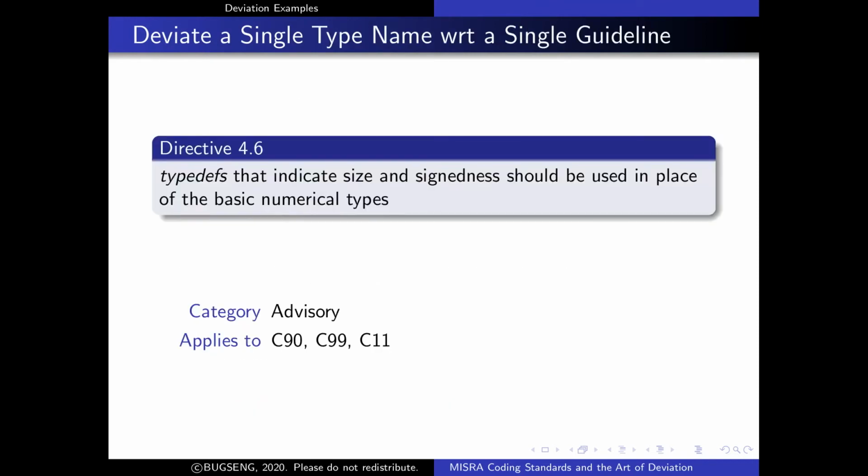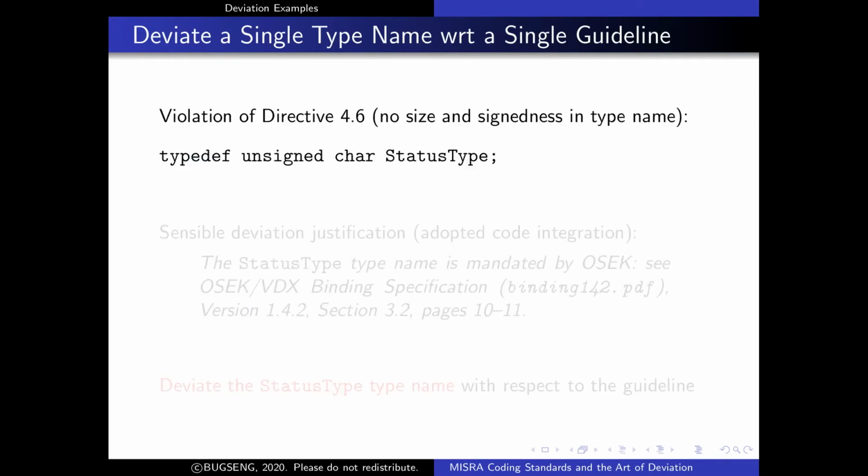Let's see another example. Directive 4.6. Typedefs that indicate size and signedness should be used in place of the basic numerical types. And this is advisory. However, remember that an advisory guideline may have been recategorized as required or even mandatory, in which case there is nothing to be done because mandatory cannot be deviated. But it can be recategorized as required, and moreover, if you want to disapply it, you will have to write a justification, a global justification why you disapply it. So don't be spoiled by the fact that its default category is advisory.